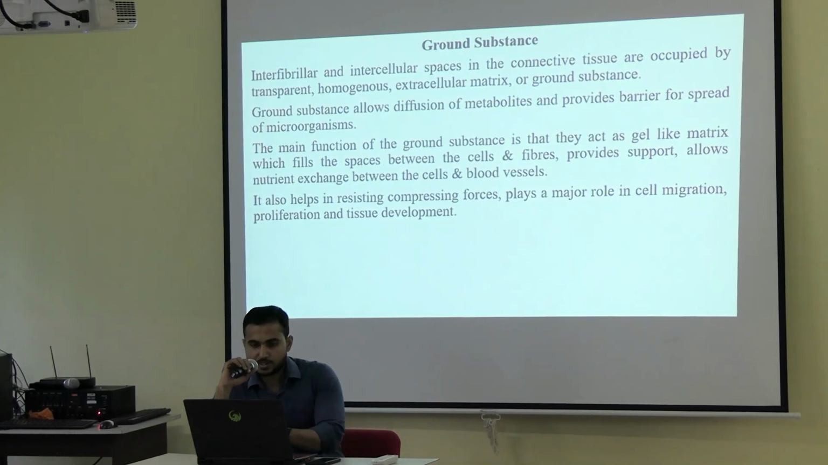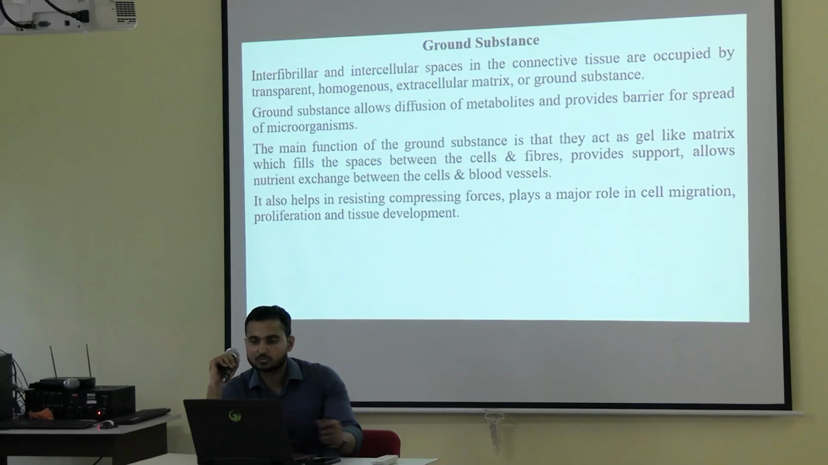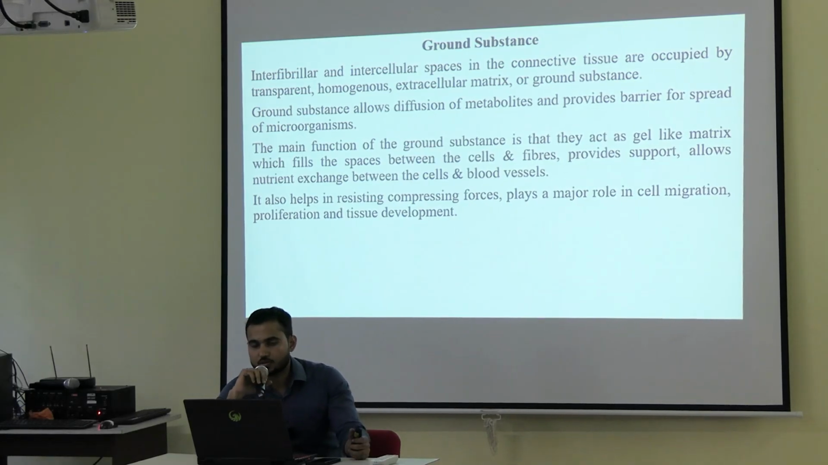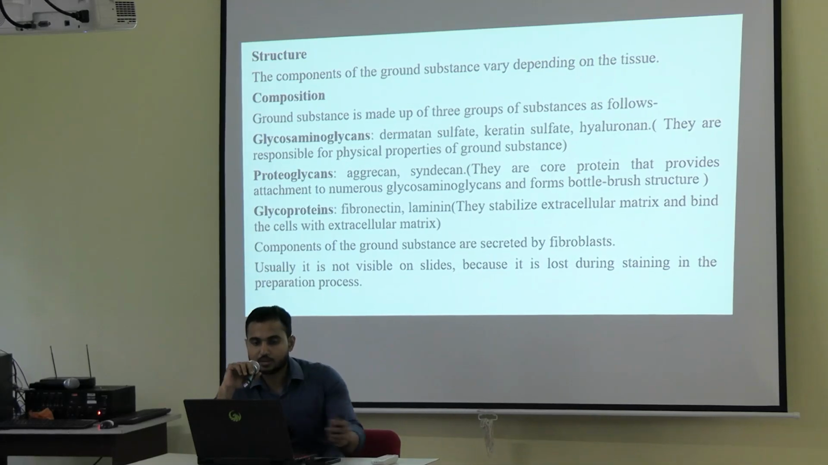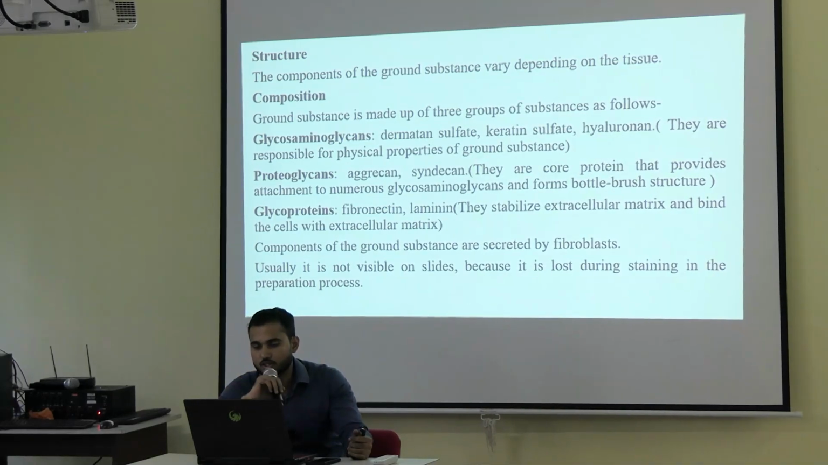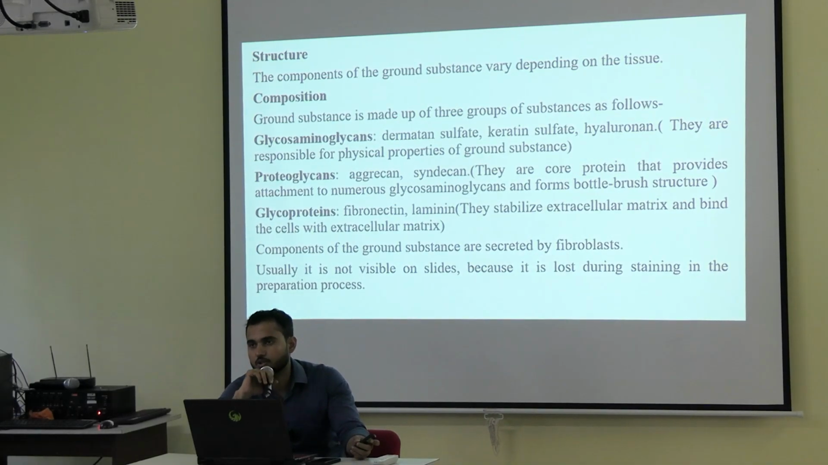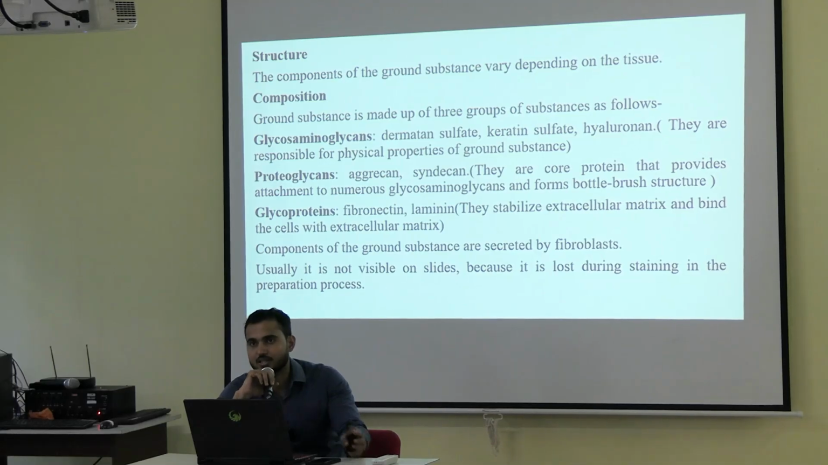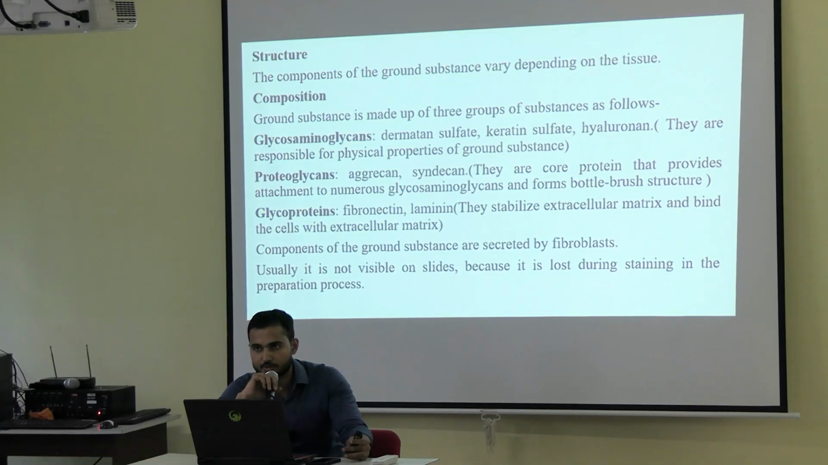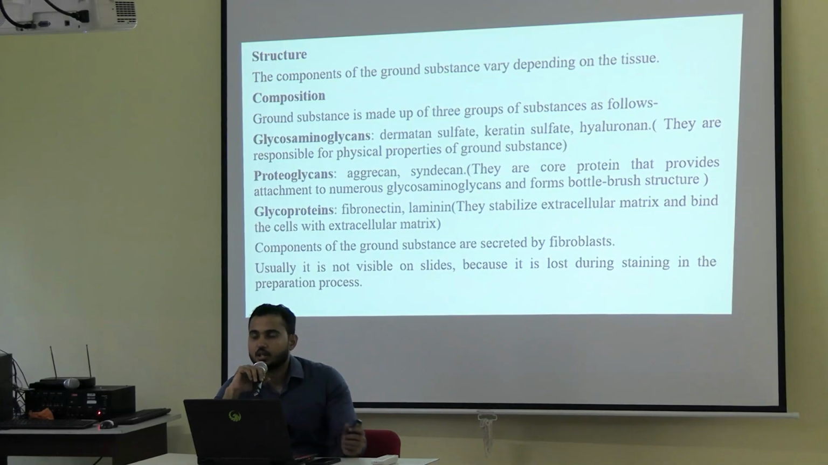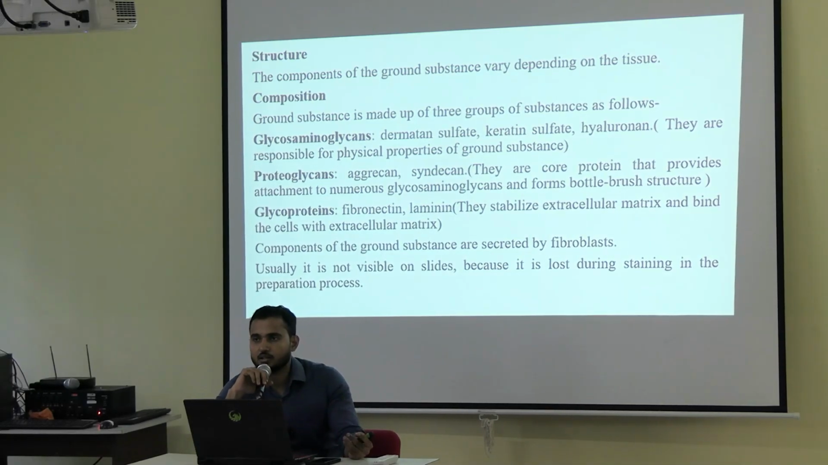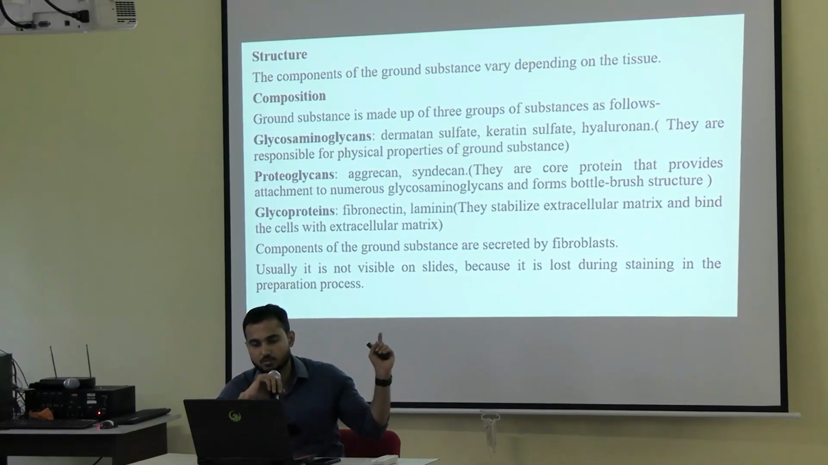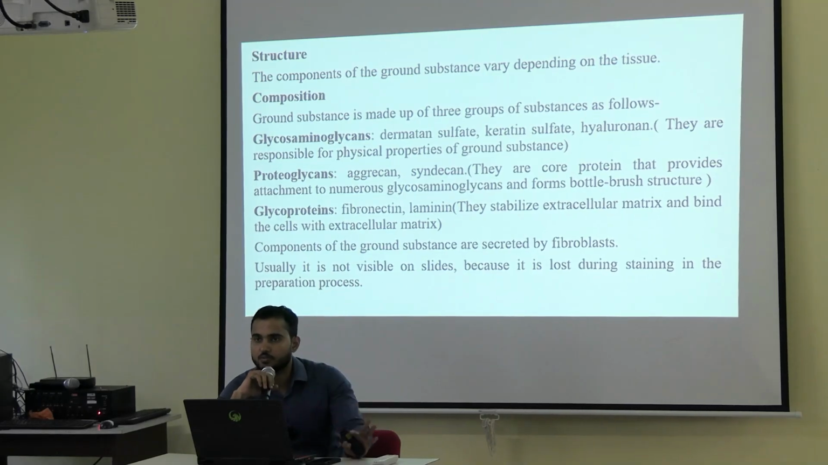Next is the ground substance. Okay, so the ground substance, let me go to the structure. Yes, now in the ground substance, what is the composition? Glycosaminoglycan, proteoglycan and glycoproteins. These are the composition of the ground substance. Now, for each and every component, the different chemicals present and their functions are mentioned over here. In a similar way you have to write.